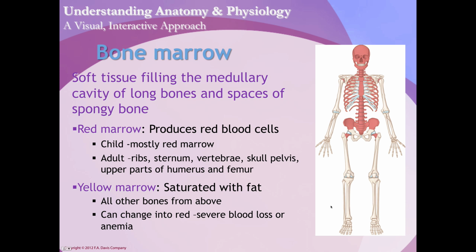In adults, we do have red marrow in the ribs, the sternum, the vertebrae, the skull, pelvis, and upper parts of the humerus and the femur. Now we have yellow marrow, which is saturated with fat, and this is in all other bones. And this stuff can change into red marrow if you have severe blood loss or anemia, like we talked about earlier.